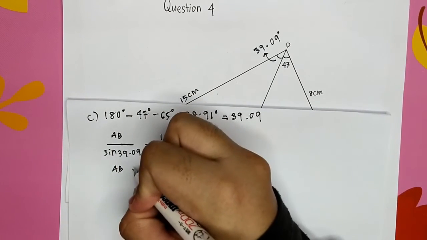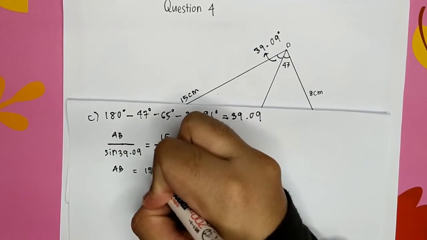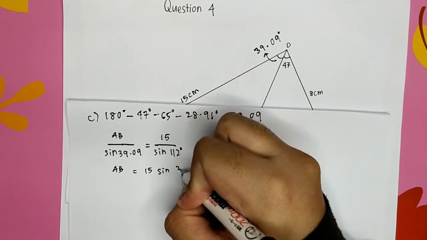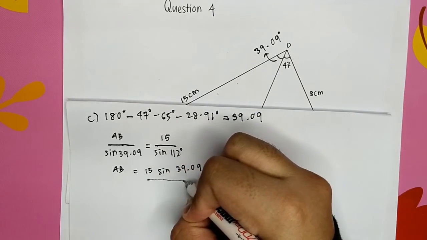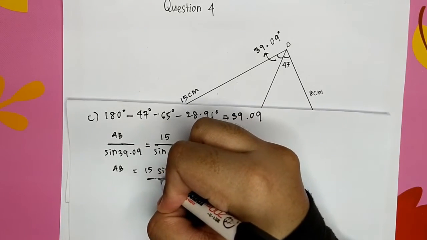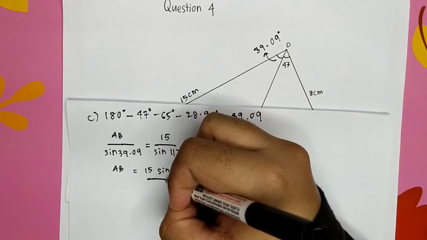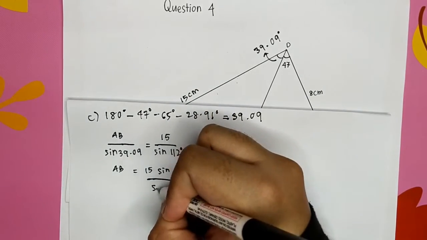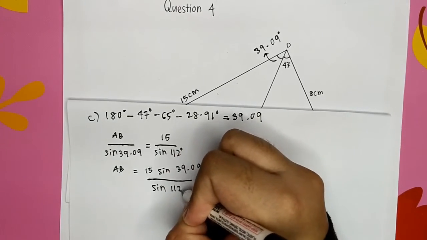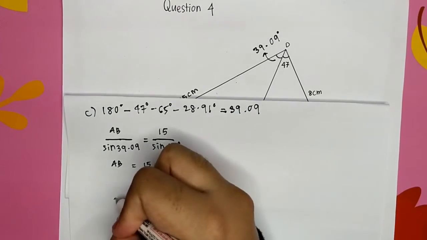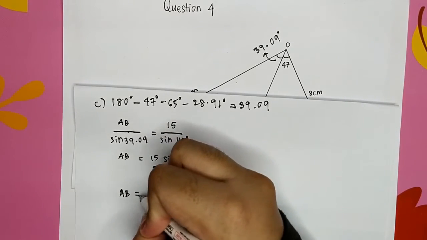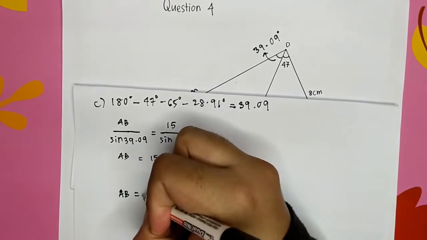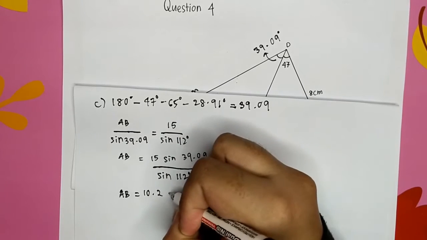So let's solve this. AB will equal to 15 sine 39.09 over sine 112. So AB is equal to 10.2 centimeter.